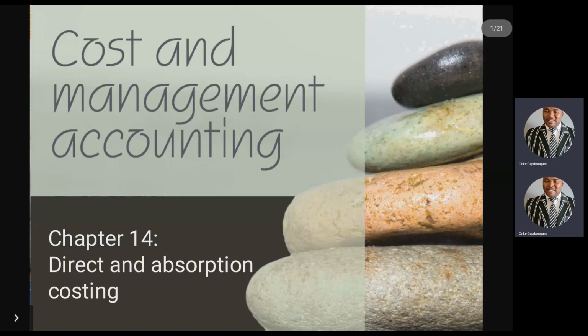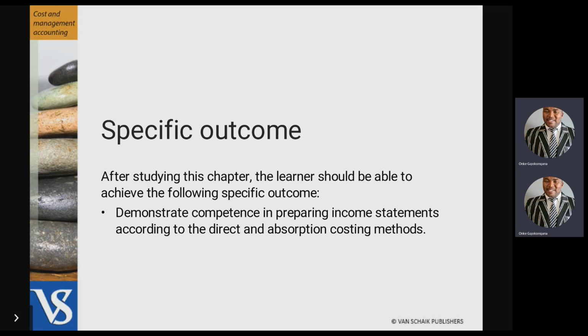So chapter 14 is about direct and absorption costing. These are the income statements. Here we're just doing the report. Remember, each and every organization at the end of the day wants to see whether they've made a profit or not. Hence we do the income statement and show them, look, this is how you performed. That's the main purpose. But what's the difference between the two, that is direct and absorption? That's what we're going to take you through.